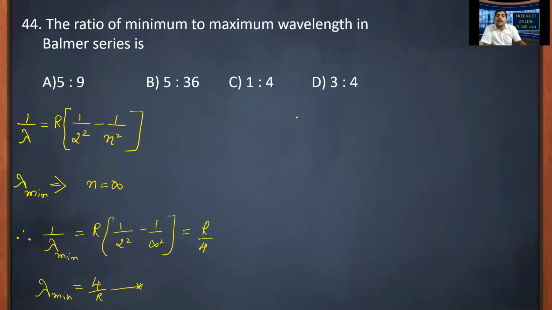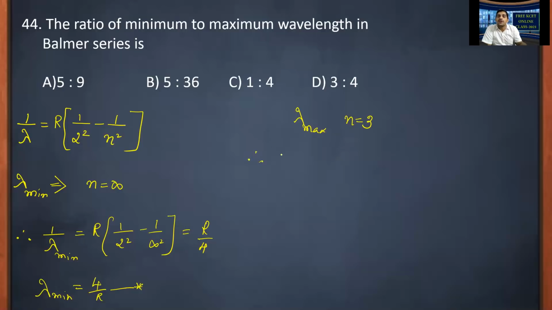Now, coming to the lambda maximum. When the lambda maximum comes out, the wavelength will be the longest one, when the photon has the smallest energy. If the smallest energy has to get emitted, the electron has to jump from the immediate higher orbit. Immediate higher orbit is n equal to 3.